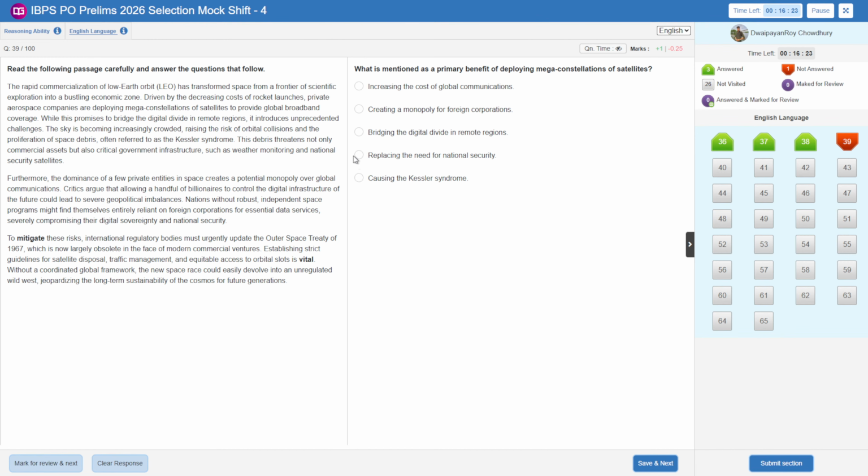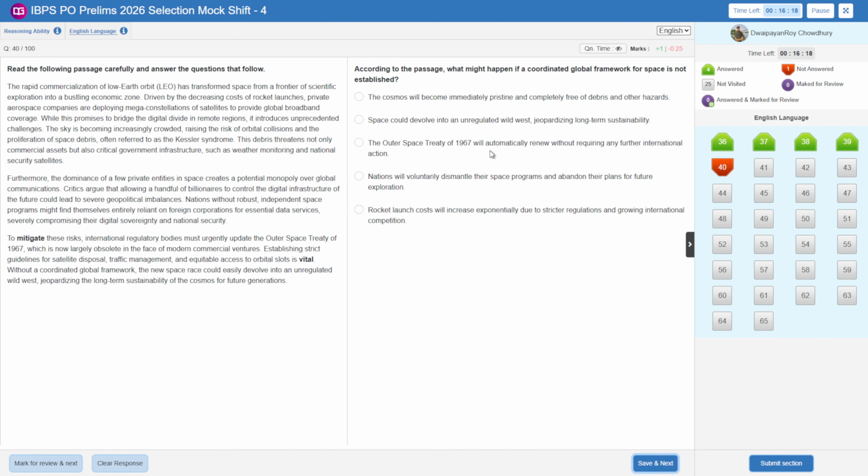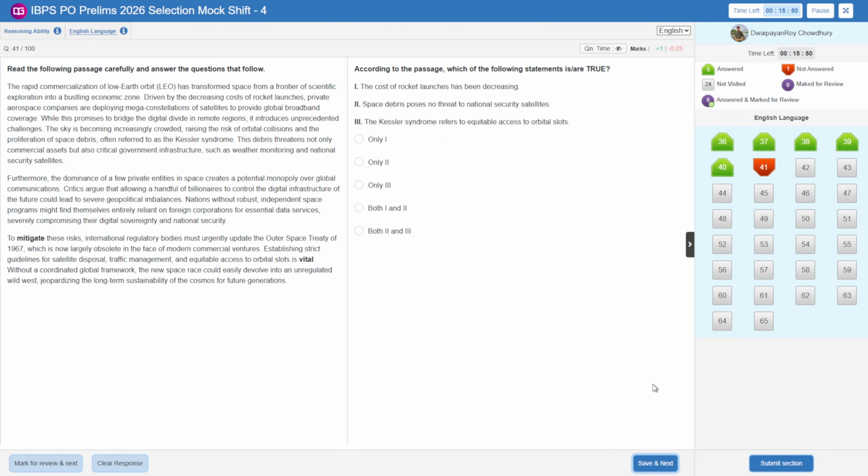Benefit replacing national security, bridging the digital divide in remote regions. According to the passage, what might happen if a coordinated global framework for space is not established? Nations will voluntarily dismantle this space, could devolve into an unregulated Wild West, jeopardizing long term sustainability.